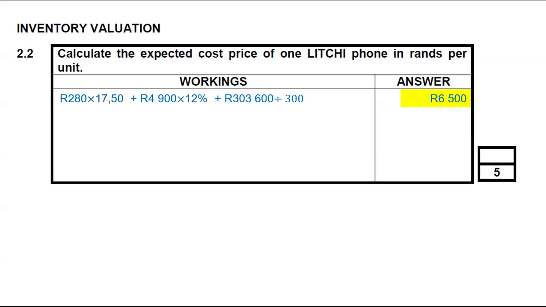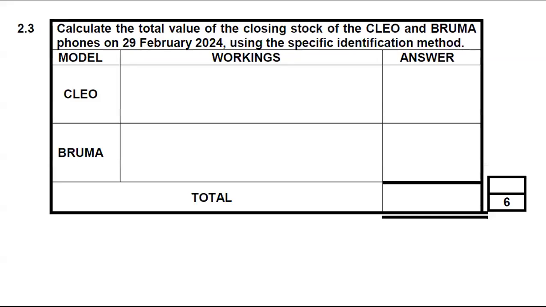We're still good. The next one, calculate the total value of closing stock of the Clio and Bruma phones on the 29th of February 2024 using the specific identification method. So for us to determine the cost price of closing stock, we need the number of units that are part of your closing stock. We also need to determine how much they were purchased for. This is a specific identification method.